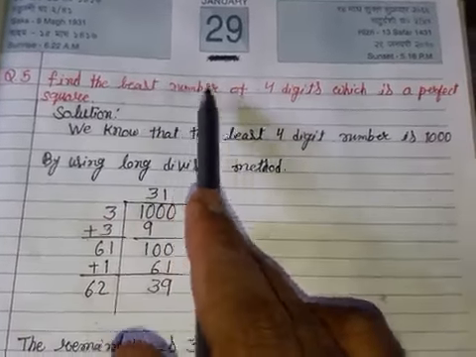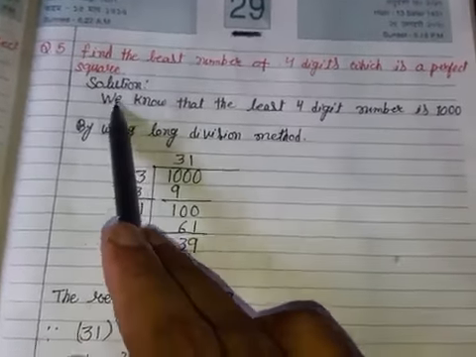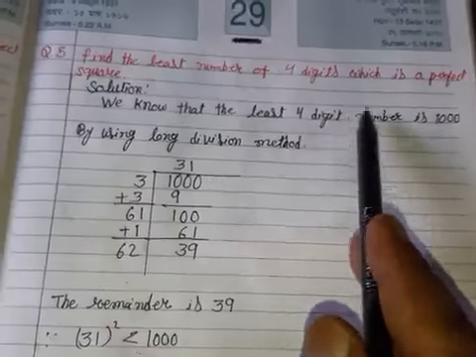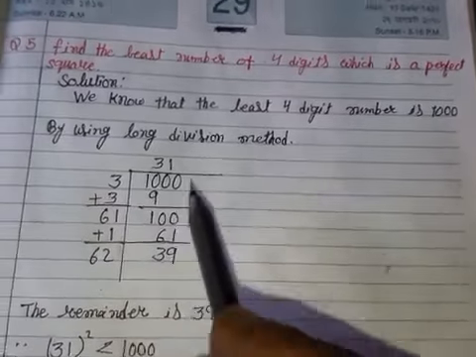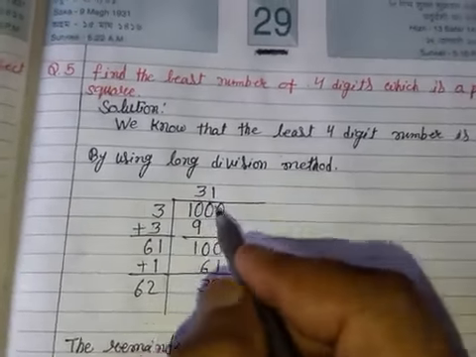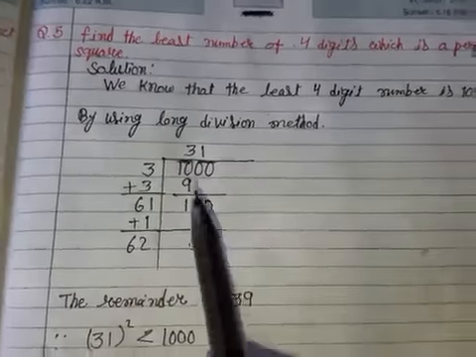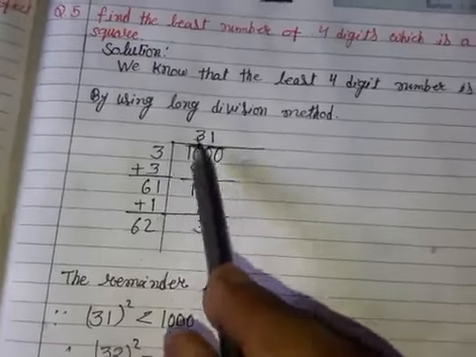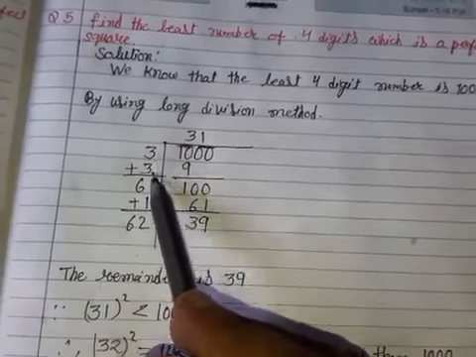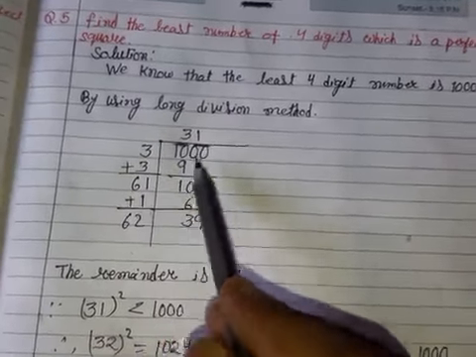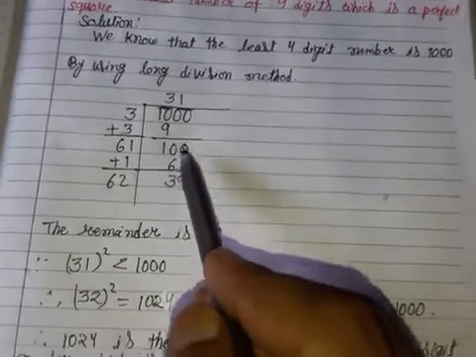Now question number 5. Find the least number of 4 digits which is a perfect square. We know that the least 4 digit number is 1000. By using the long division method we pair it. The first pair is 10 and the second pair is 00. If we take 4, 4 4s are 16, which is greater, so we take here 3, 3 3s are 9, and here we also add 3, so 3 plus 3 is 6. Here the remainder is 1. After 1 we write the second pair, 00.